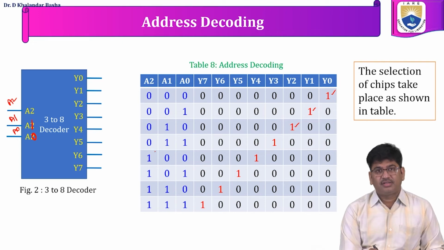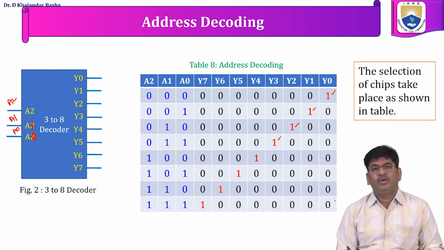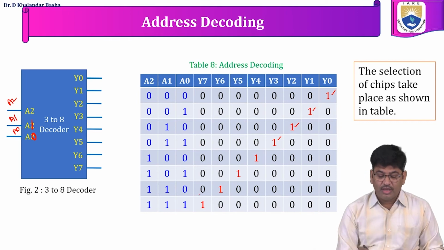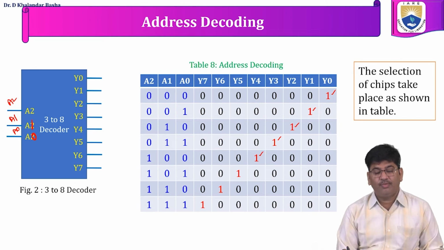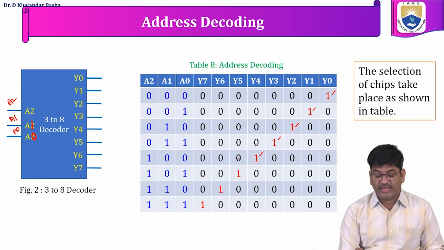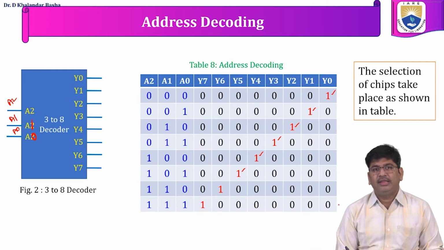The next address combination is 0, 1, 1. When it is 0, 1, 1, Y3 will be enabled, and Y0 to Y2 as well as Y4 to Y7 will be in disabled state. The next address is 100. When it is 100, Y4 will be enabled. The output signals Y0 to Y3 will be disabled as well as Y5 to Y7. When we give the address lines input as 101, it will enable the Y5 output signal and the remaining output signals, that is from Y0 to Y4 and Y6, Y7, will be disabled.